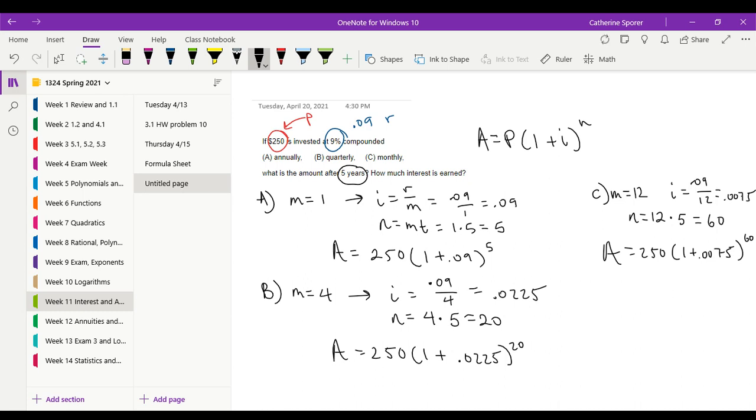So in order to calculate all of these with the compound interest, when you have a period, you need to know what M is. And M is the number of times per year that interest is compounded. So annually would be just once per year, M equals 1. Quarterly, M would be 4. Monthly, M would be 12. And then you use that M value to calculate the I using the rate and the M, and the N using the M and the number of years.